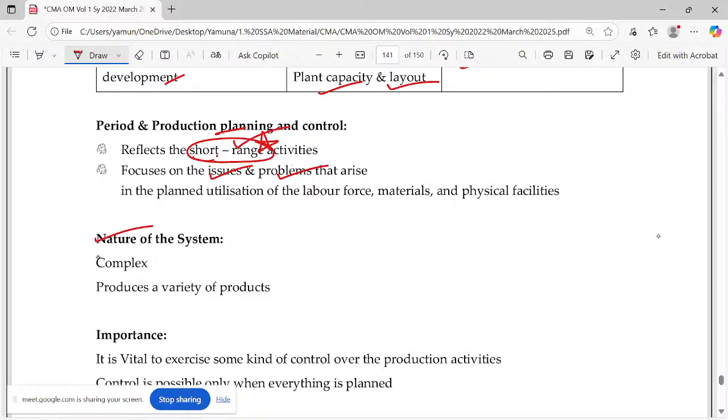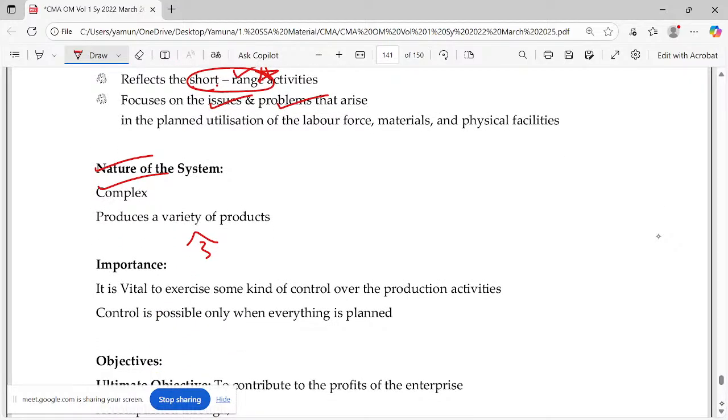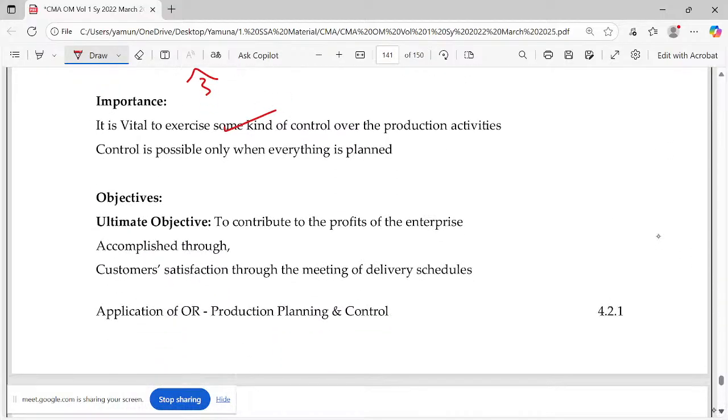The nature of the system is somewhat complex and most of the time one industry will not manufacture one product. Okay, most of the times it goes for many products. Importance is it is vital to exercise some kind of control. That's why we are planning about production planning and control.